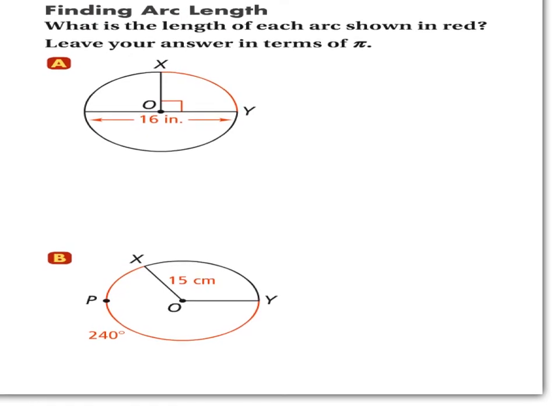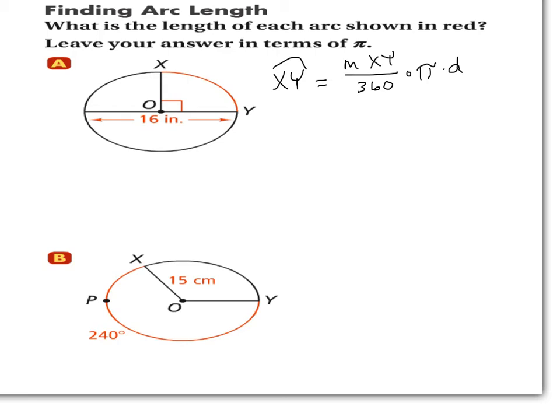It says, what is the length of each arc shown in red? In this case, we want the length of arc XY. What we need to figure out here is the measure of arc XY. We're going to take that measure, divide it by 360, and multiply that times pi times the diameter, since in this case we have the diameter.